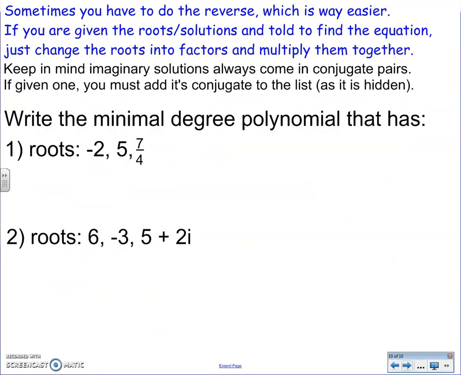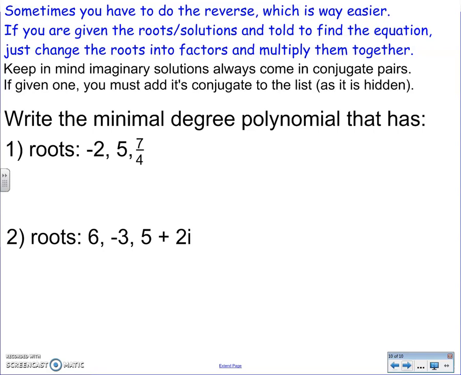Sometimes you have to do the reverse, which is actually a lot easier. If you're given the roots or solutions and are told to find the equation, just change the roots into factors and multiply them together. Keep in mind that the imaginary solutions always come in conjugate pairs. So if you're given one of them, you must add its conjugate to the list because that is hidden in the list. So there's 2 little problems here.